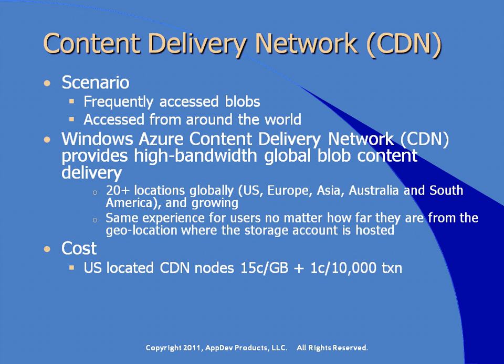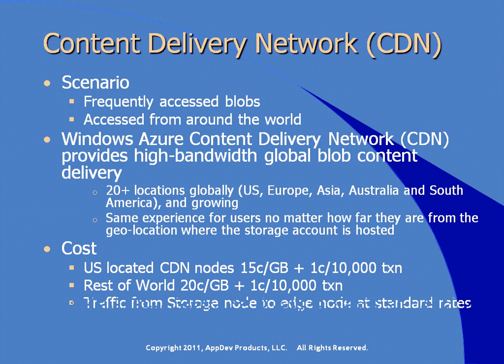From a cost perspective, for the US, the Content Delivery Network nodes is 15 cents per gigabyte plus 1 cent per 10,000 transactions. For the rest of the world, it's 20 cents per gigabyte and still 1 cent per 10,000 transactions. And any traffic going from a storage node to an edge node, the same standard rates apply.